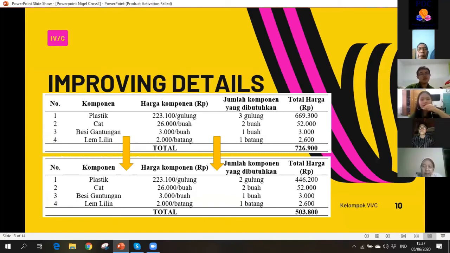And this is the cost of syringe pen. We can see the cost is 726,900,000 rupiah.